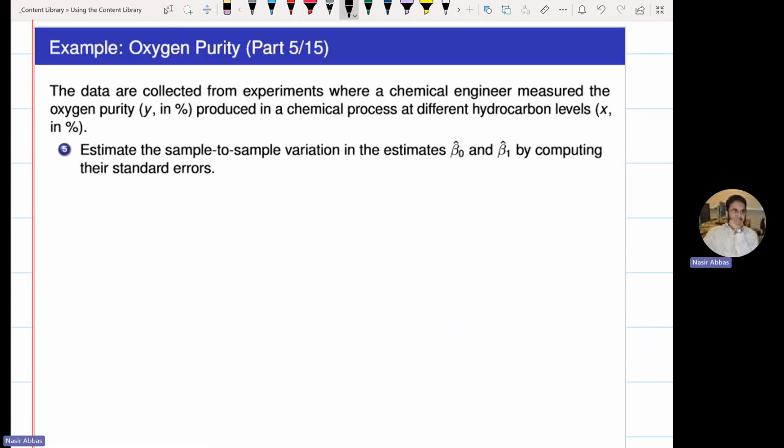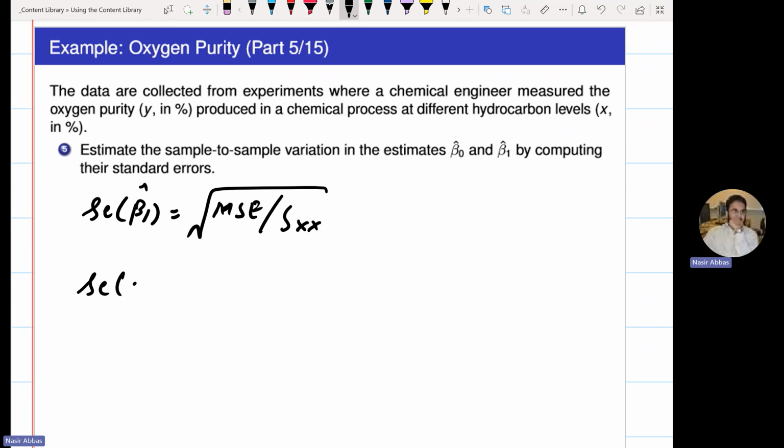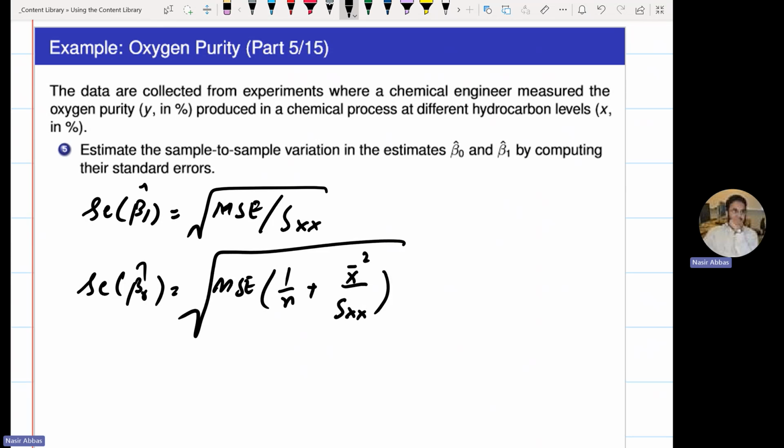So the first thing you will do is take the formulas from the formula sheet and write them here. Standard error of beta 1 hat is square root of MSE divided by SXX. Standard error of beta naught hat is square root of MSE times (1 over n plus x bar square over SXX). Look at these quantities and see, is there any trouble in any of these quantities that you don't know how to find? Let me know if there is anything in these formulas that you don't know how to find, or you have not found it already in the previous 4 or 5 parts of the question.